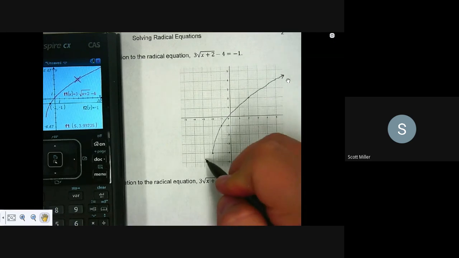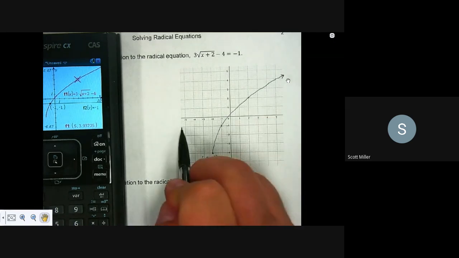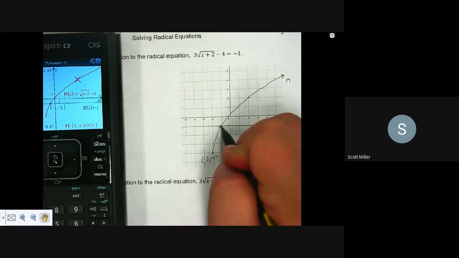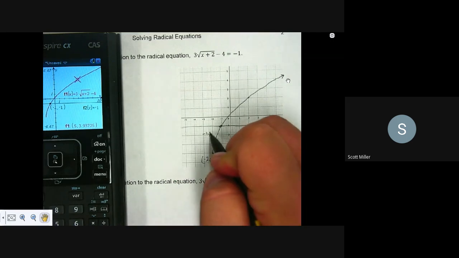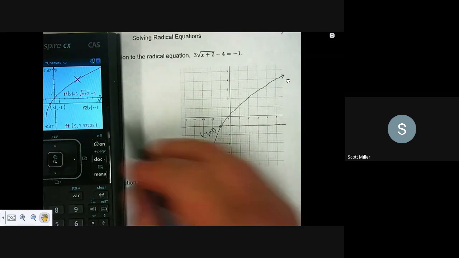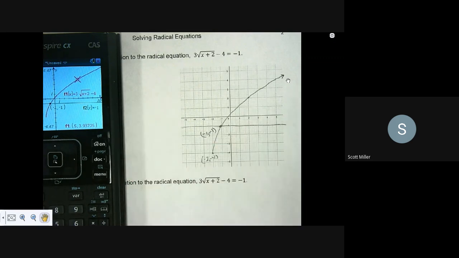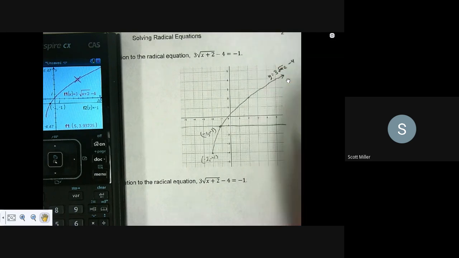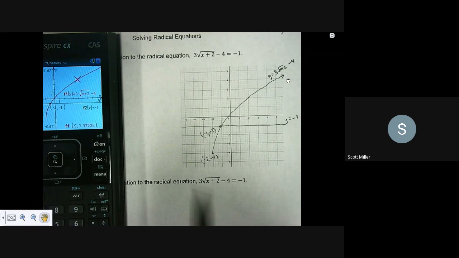This point right here is negative 2, negative 4. This is the point, and then we have a dotted line that goes right here. And so that point of intersection is the solution point. Okay, so we know that the answer is at negative 1. This is y equals 3 times the square root of x plus 2, minus 4, and this is y equals negative 1. Okay, and there's my solution.